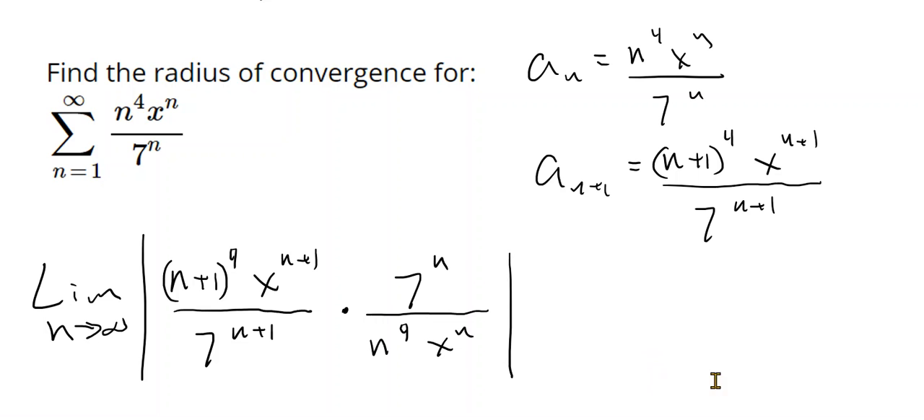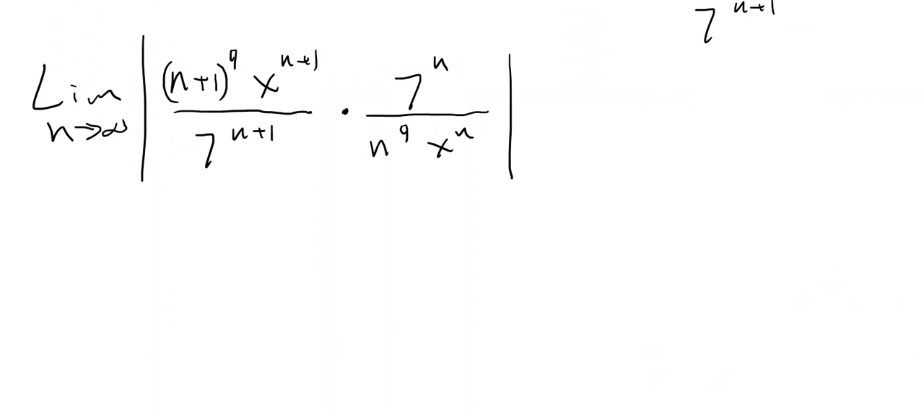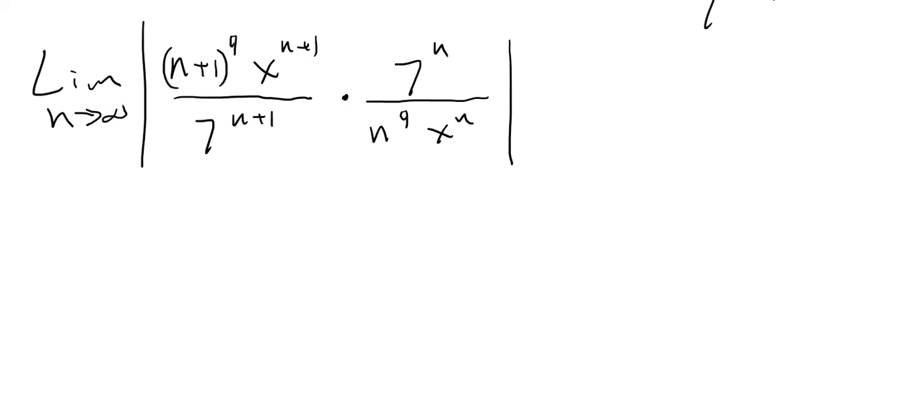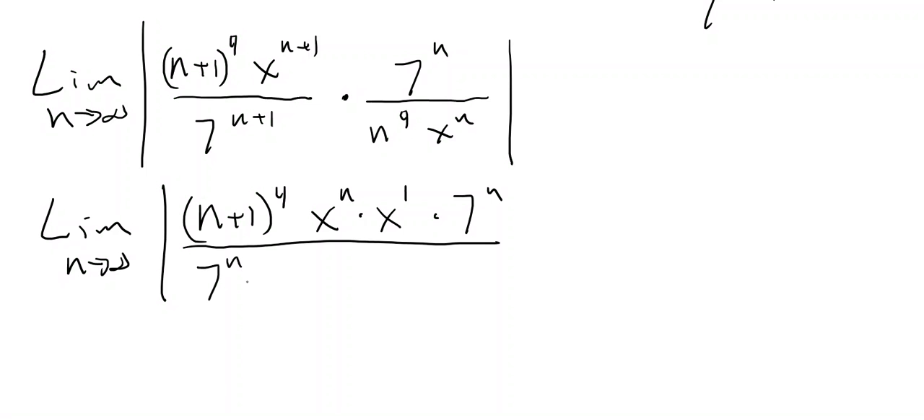So we learned in the previous chapter how to simplify these sorts of things. There's no factorials in this, so it shouldn't be too bad. Let's break some of these up. n plus 1 to the fourth, we will just leave as n plus 1 to the fourth. x to the n plus 1, I'm going to break that up into x to the n times x to the first, and then times 7 to the n. Put them all over one big fraction. 7 to the n plus 1 is 7 to the n times 7 to the 1, times n to the fourth times x to the n.